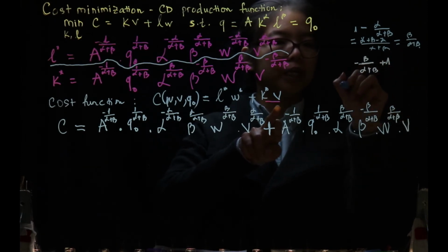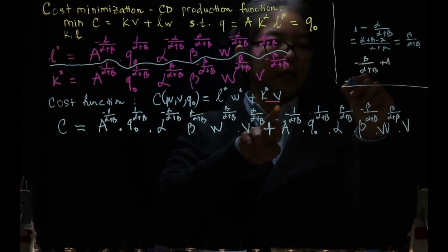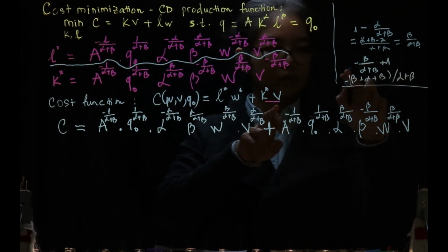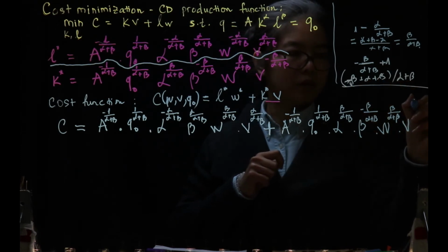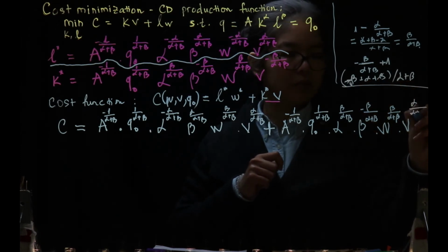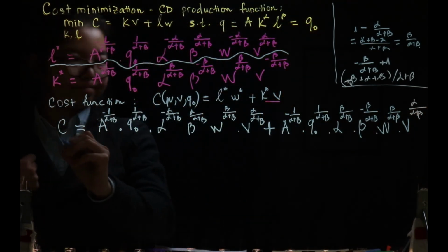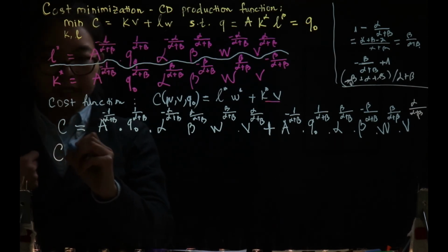So that would be minus beta plus alpha plus beta, everything over alpha plus beta. The bracket should be here. So that means minus beta and beta gone, you have alpha left, right, over alpha plus beta. That's the cost function. A little bit messy, but don't worry, we make it.